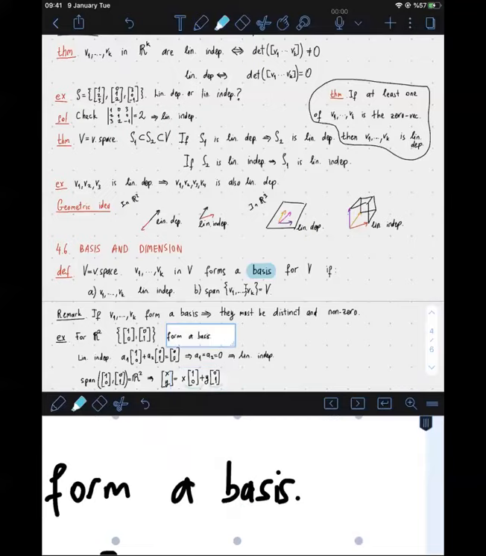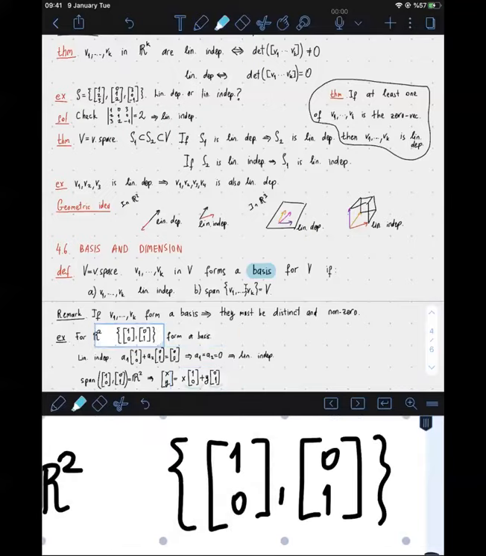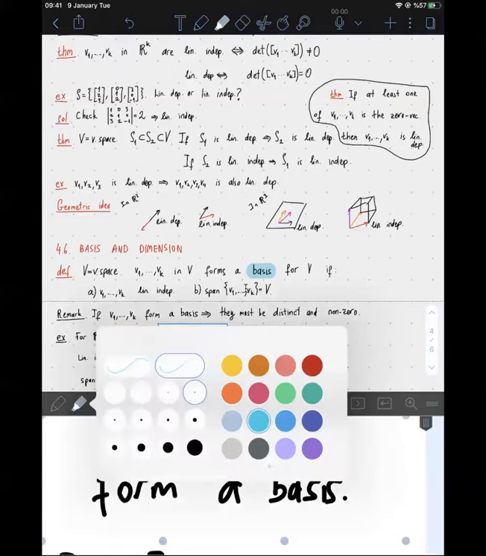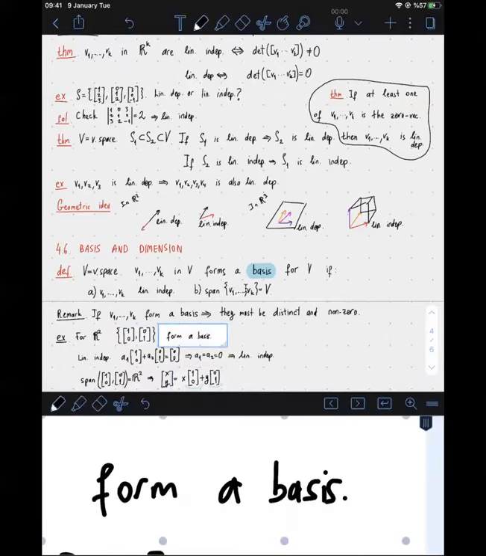And this basis has a special name. This (1, 0), (0, 1) basis is called the standard basis.